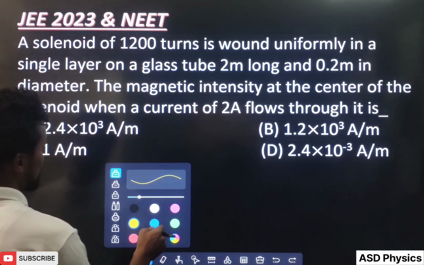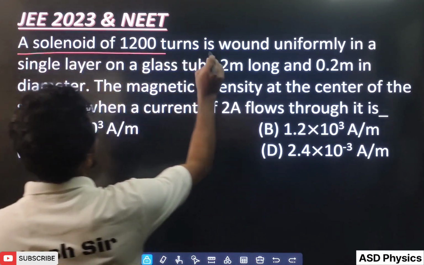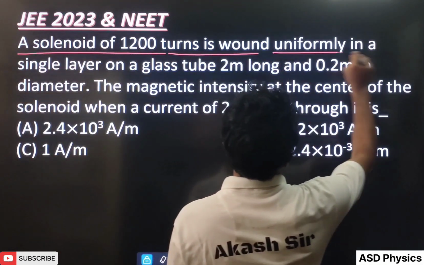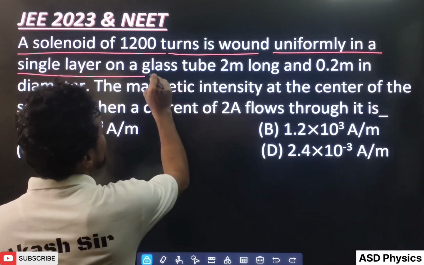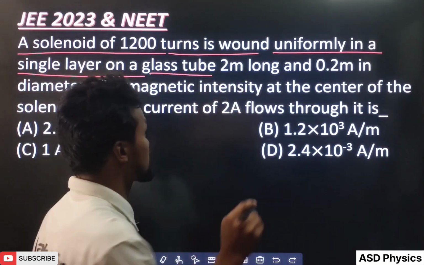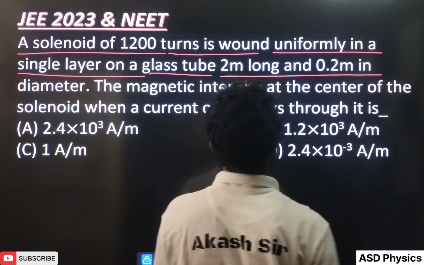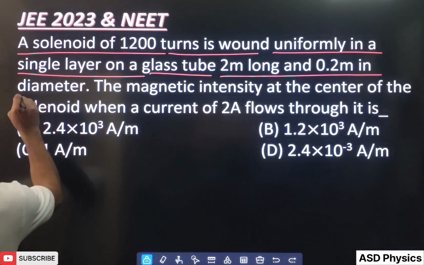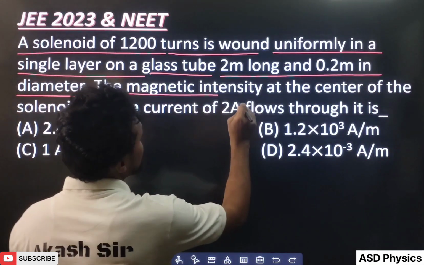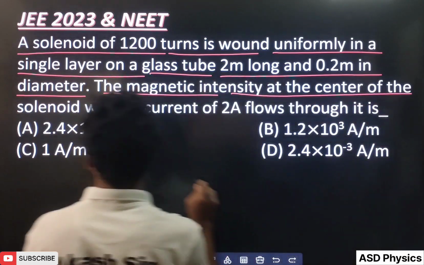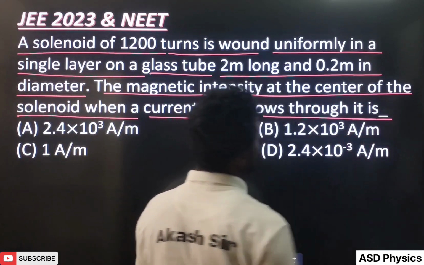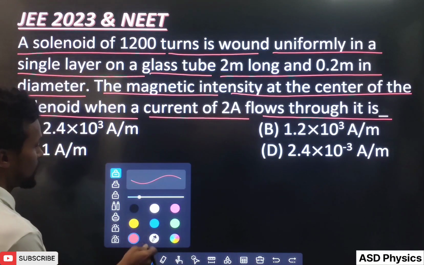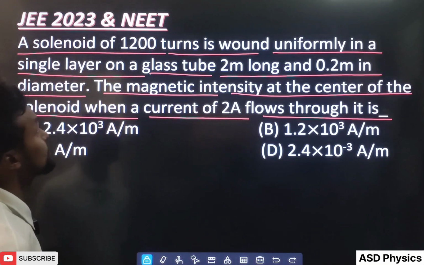So here you can see the question is: a solenoid of 1200 turns is wound uniformly in a single layer on a glass tube. Remember that, glass tube, 2 meter long and 0.2 meter in diameter. The magnetic intensity at the center of the solenoid when a current of 2 ampere passes through it, how much? Okay, so first let's note down the data.